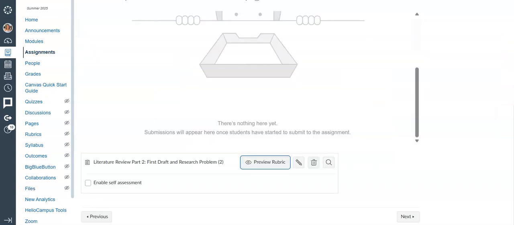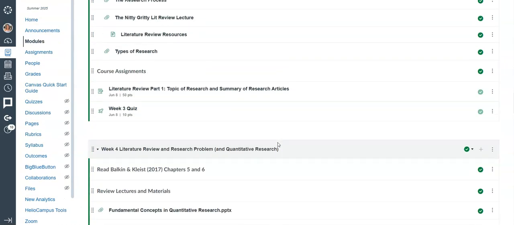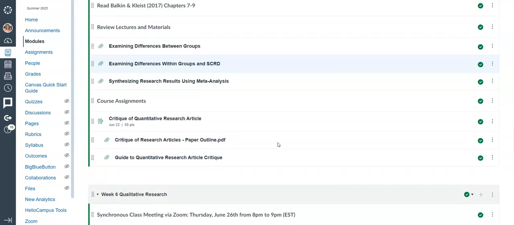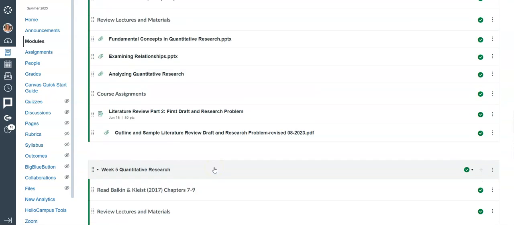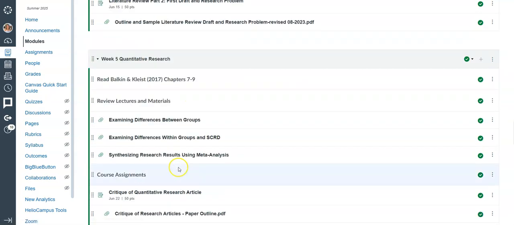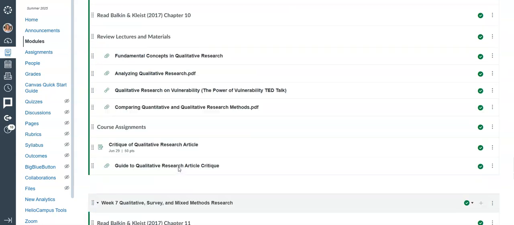That is all you have due this week. And looking ahead to future weeks, in week 5, we're going to start to review the quantitative articles, and then week 6 you have your qualitative review. That will give you some time after you submit your part 2 to work on your final assignment of the literature review that is due at the end of week 7.